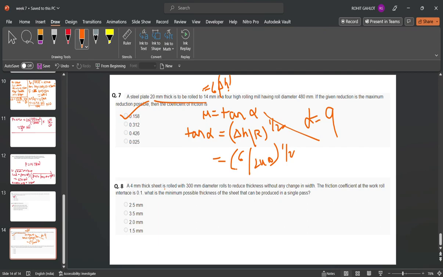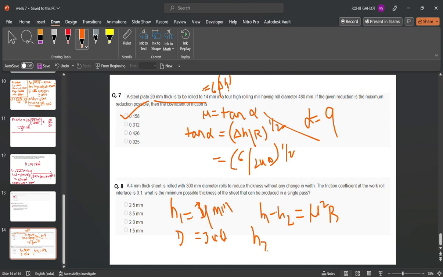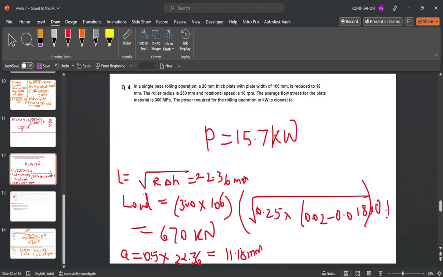So for solving this, as we have solved many problems previously, your initial thickness h1 is given as 4 mm. Then your roll diameter is 300 mm as it is given. Nu is 0.1 as given. So we can write h1 minus h2 as nu square times R. So your h2 can be written as h1 minus nu square R. So from this we can solve it as 2.5.